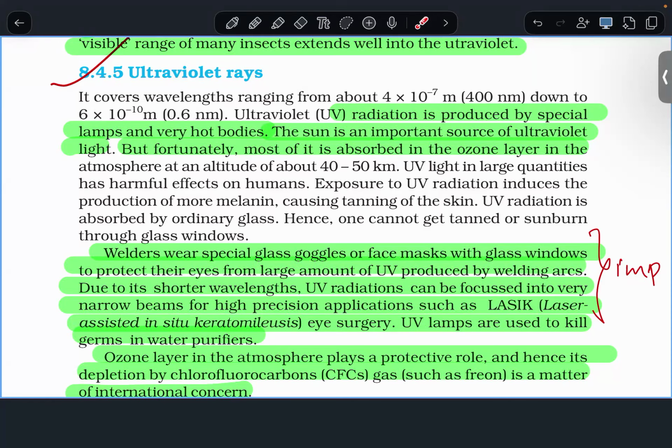They are produced by special lamps and very hot bodies. The Sun is a source of UV radiation. You already know sunlight contains UV that is majorly filtered by the ozone layer, which is basically protecting us from the exposure of UV radiation. Very hot bodies are basically sources of UV radiation.